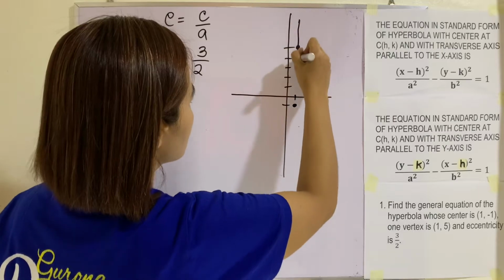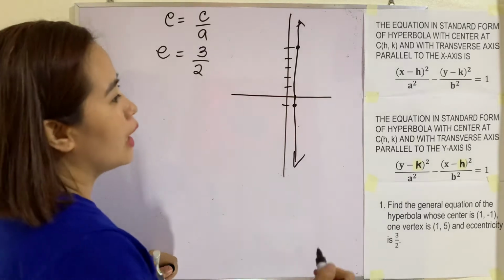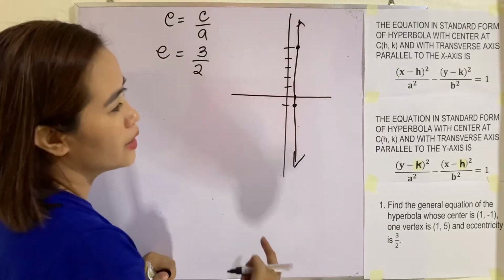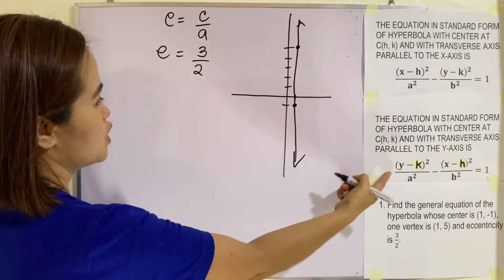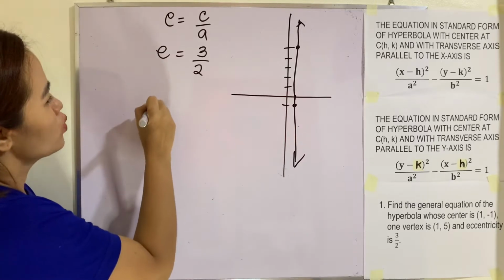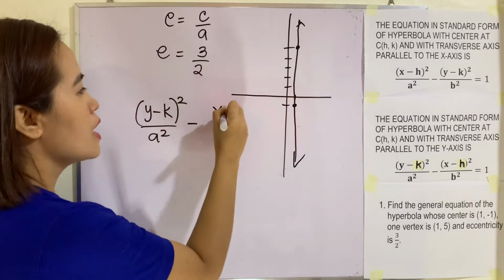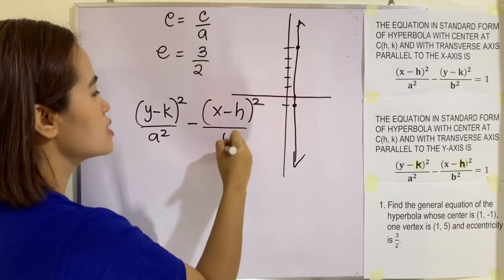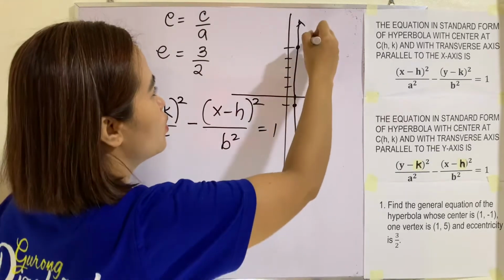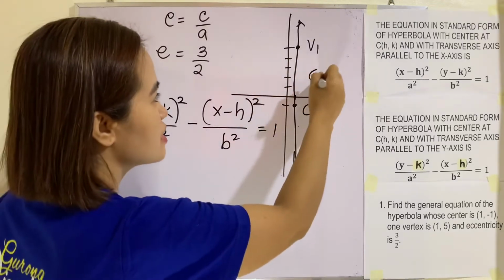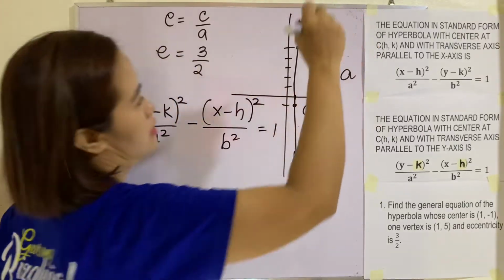So this is your transverse axis. The standard form of the equation of the hyperbola whose transverse axis is parallel to the y-axis is (y minus k) squared over a squared minus (x minus h) squared over b squared equals 1. As you can see, the distance from the center going to the vertex is 6, and we know that this is denoted by a.